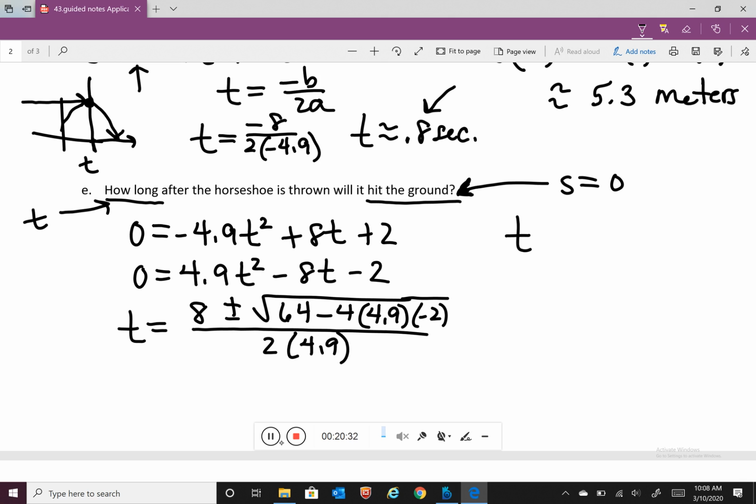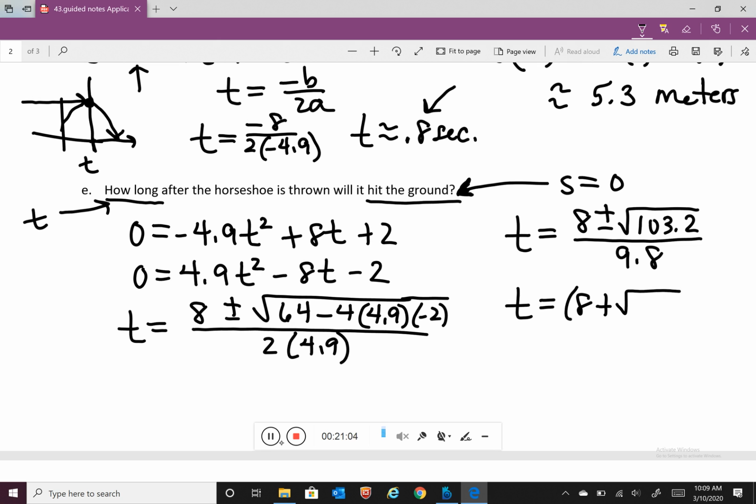So t is equal to 8 plus or minus the square root of 103.2 over 9.8. Now, notice the fact that the square root of 103.2, that's a little bit more than 10, isn't it? Because 10 squared is 100. So for that reason, we reject the minus. So t is equal to 8 plus the square root of 103.2 divided by 9.8.